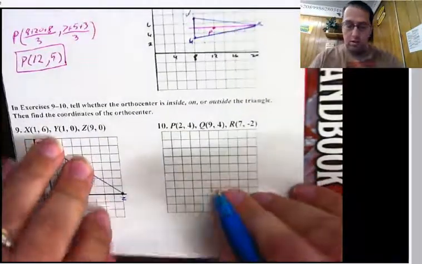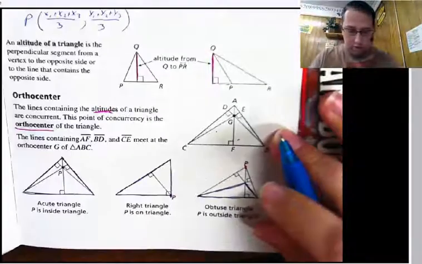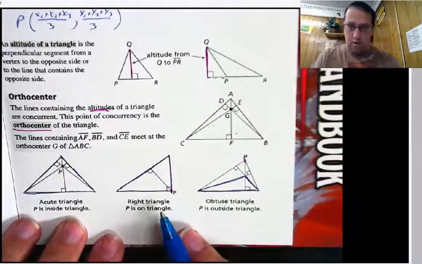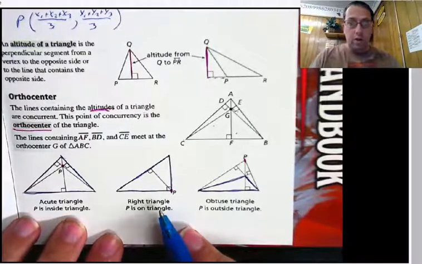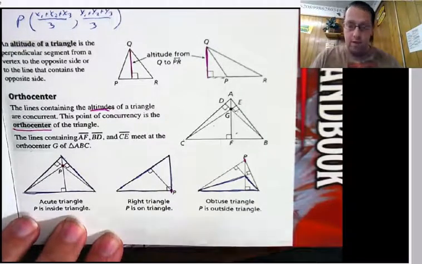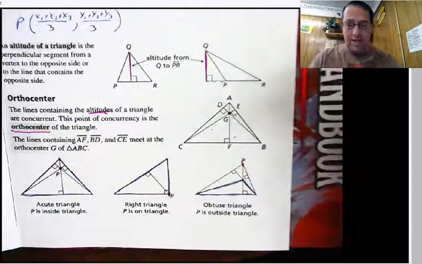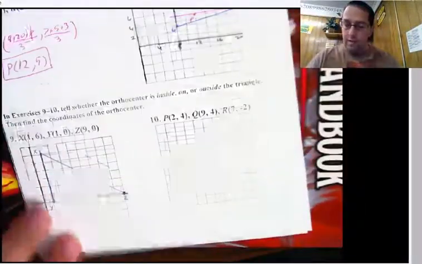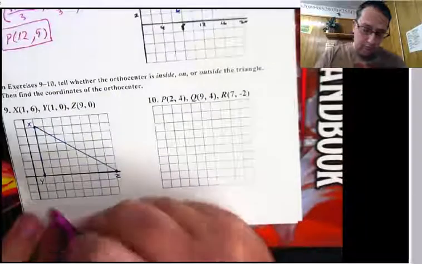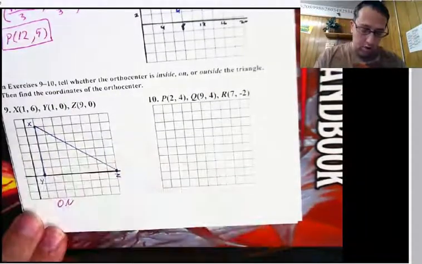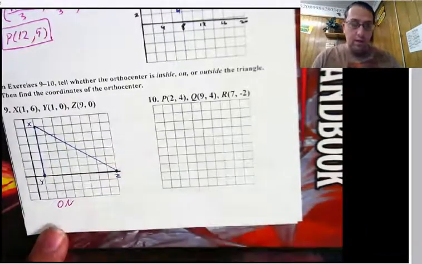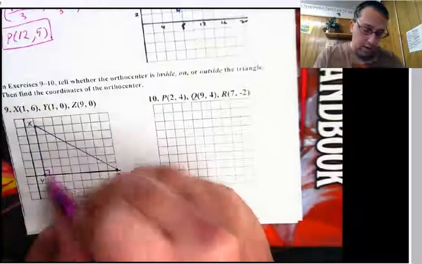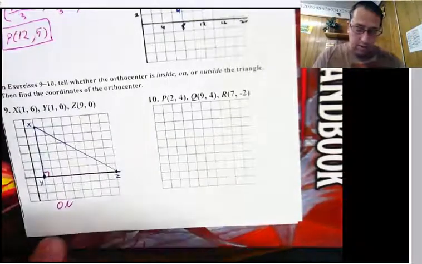So let's take a look at our instructions here. For a right triangle, the orthocenter is going to be on the triangle. And specifically, I told you it is going to be that right angle. So that makes it easy. Our answer is that it is going to be on the triangle, and it's going to be the right angle, right here. So that is our center.